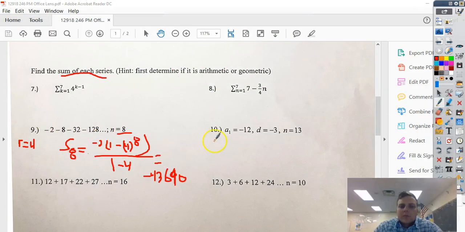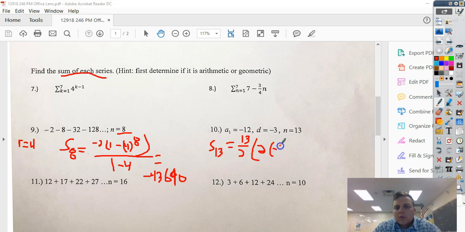Alright, so I'm just going to say the sum of the first 13 terms is equal to 13 divided by 2 times 2 times the first term, so that's -12, plus the common difference, so that's -3, times n minus 1. But what do I know n is for this problem? 13. So 13 minus 1.